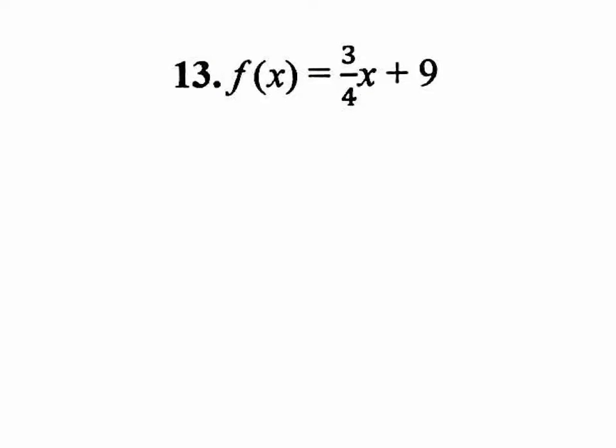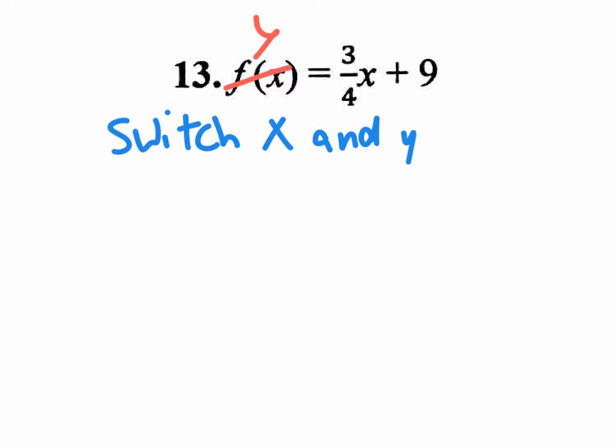Let's try 13. So we already know that f of x is really just y. If you want, go ahead and scratch it out and change it to a y. And what we need to do is switch x and y and then solve for y. So the first thing to do is to switch x and y. When I switch x and y, it'll actually be x equals instead of y equals. It's still 3/4, but instead of x, it's now a y plus 9. Okay, so that's switch x and y. That's the first step. Now the second step is to actually solve for y.